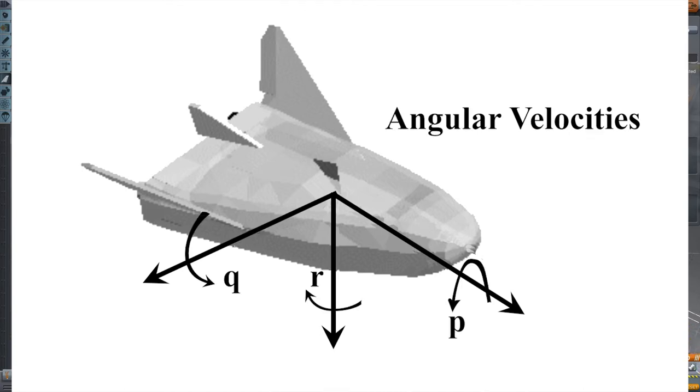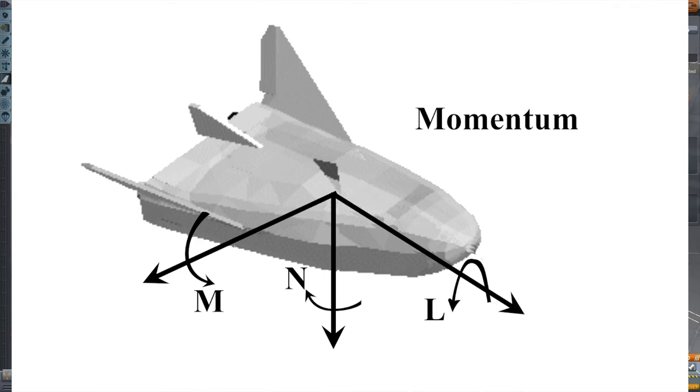P, Q, and R are angular velocities. Roll, pitch, and yaw rates. L, M, and N are your moments about the X, Y, and Z axes. So L is your roll moment, M is your pitch moment, and N is your yaw moment.